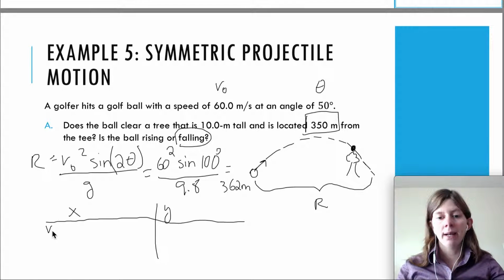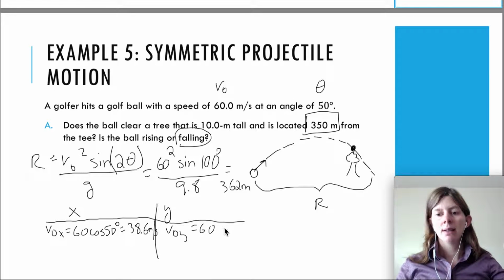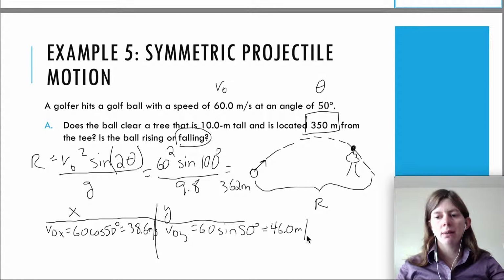In the x direction, we have v initial x is going to be 60 cosine of 50, which is 38.6 meters per second. And in the y direction, v initial y is going to be 60 sine of 50, and that's going to be 46.0 meters per second. We always know that a_x is 0, that a_y is negative 9.8. And let's see what else we know.